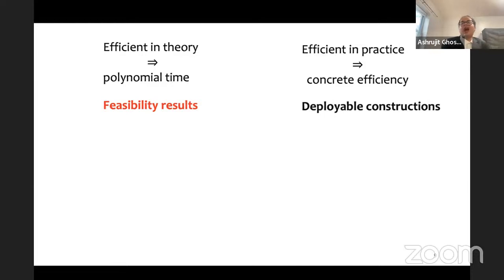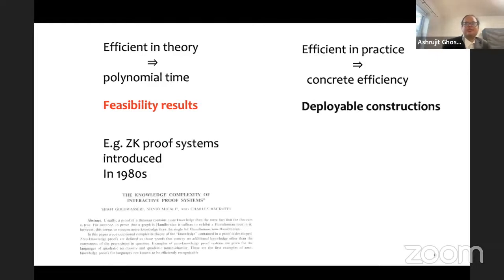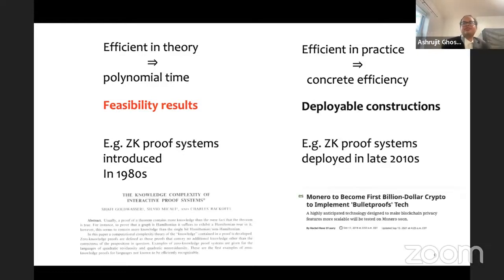To illustrate how far the gap between efficiency in theory and practice can be, let me take the example of zero-knowledge proofs. The first theoretical zero-knowledge proofs were introduced in the 1980s, but zero-knowledge proof systems being used in production became a thing only in the last decade.